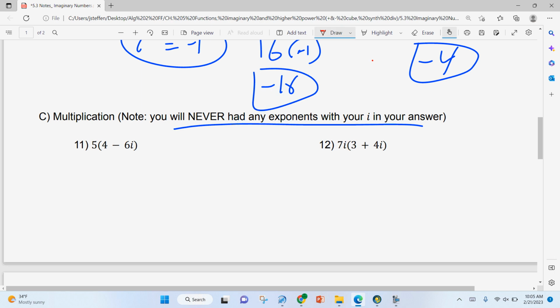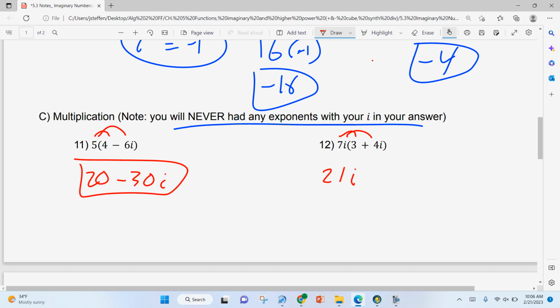Number 11, you do this just like number 5. 5 times 4 is 20, 5 times negative 30i is negative 150i. Not too bad. Didn't really have to do anything special with that one. Then I have ones like number 12, where you have to take 7i and distribute that. 7i times 3 is 21i. 7i times 4 is positive 28i squared.